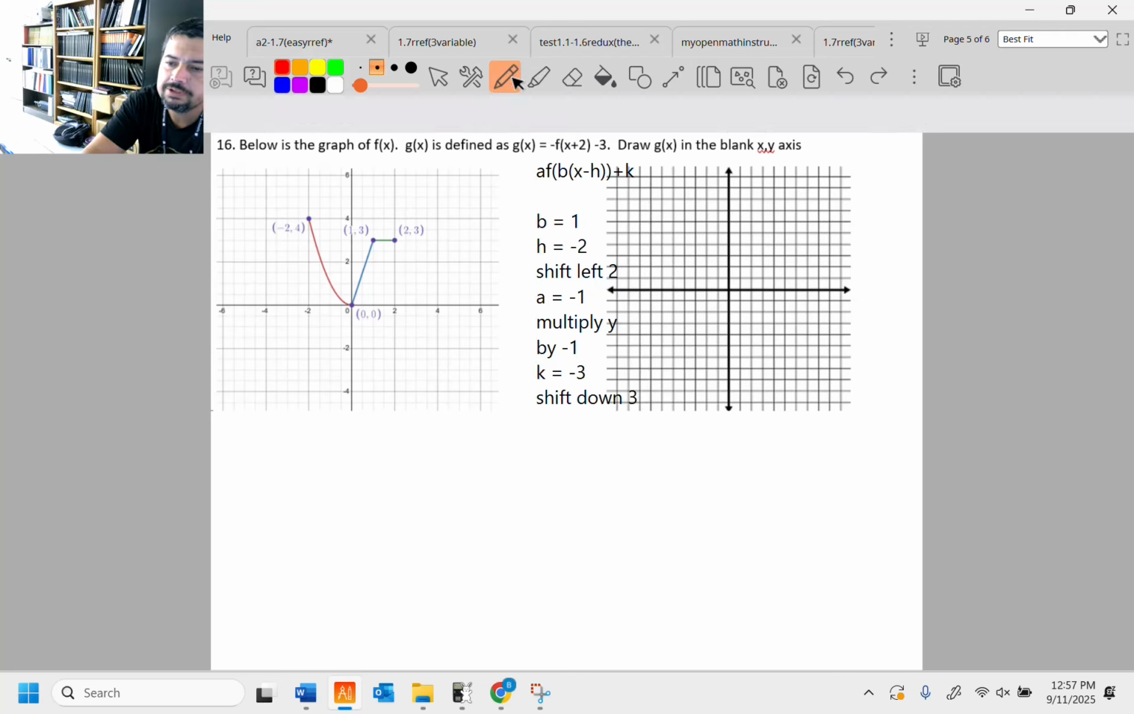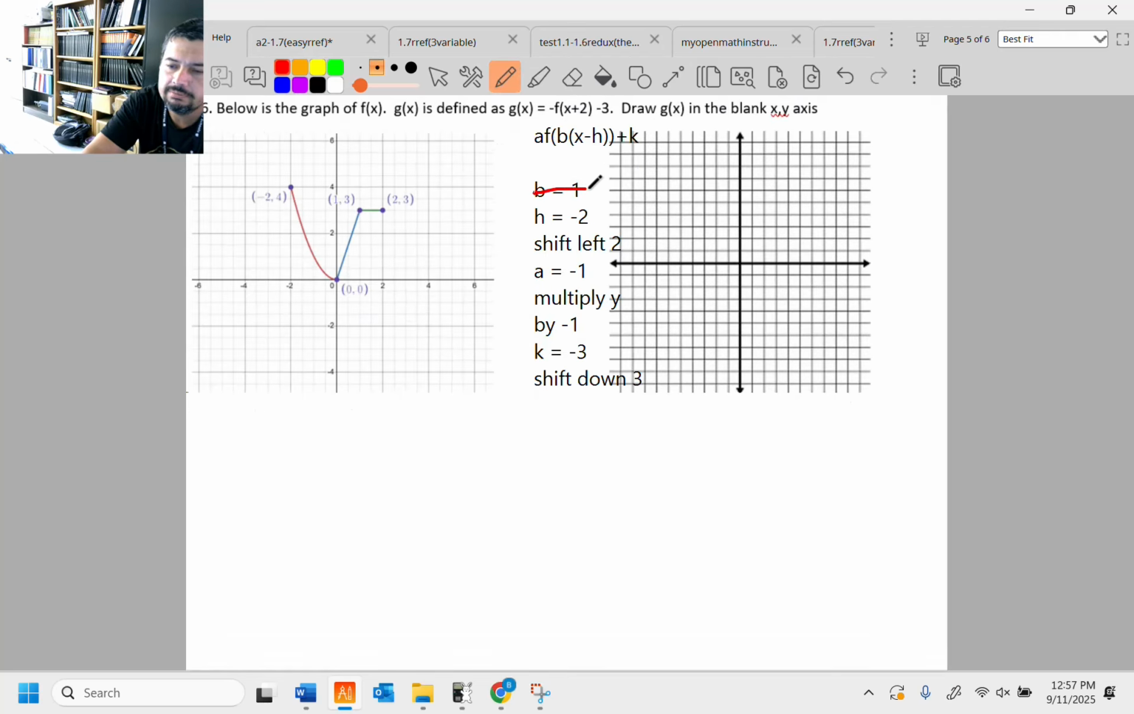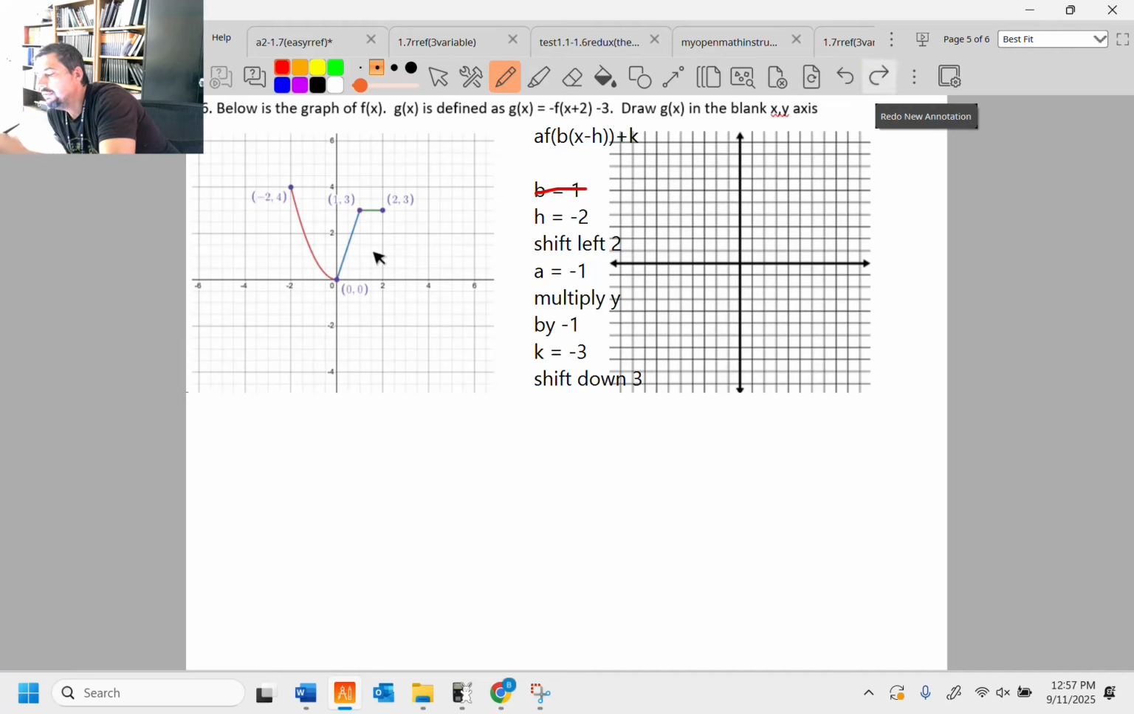b, a, h, k. So b is 1. That does nothing. It doesn't change a thing. h is -2, so we're going to shift everything left 2 units. So that's going to go there. That's going to go there. You're going to go here. Oh, that's only 1 unit. Start over on that. I didn't look at the grid now, did I? 0 to 2. That's going to go there. That's going to go there. That dude's there. That dude's there. Okay, done with that one.